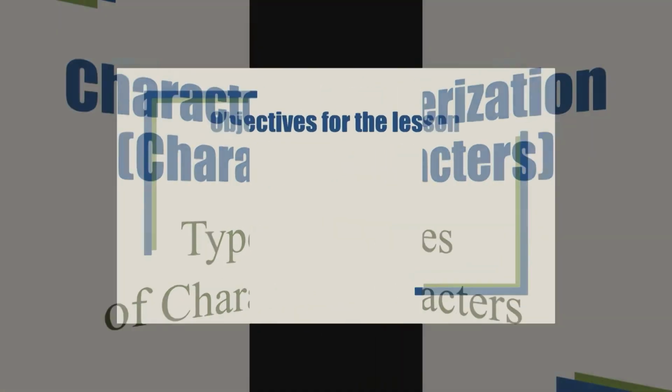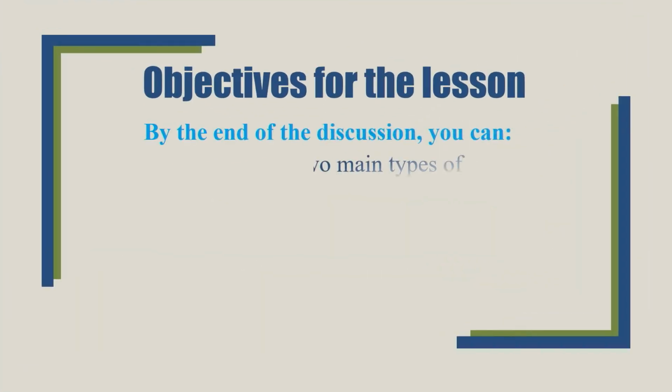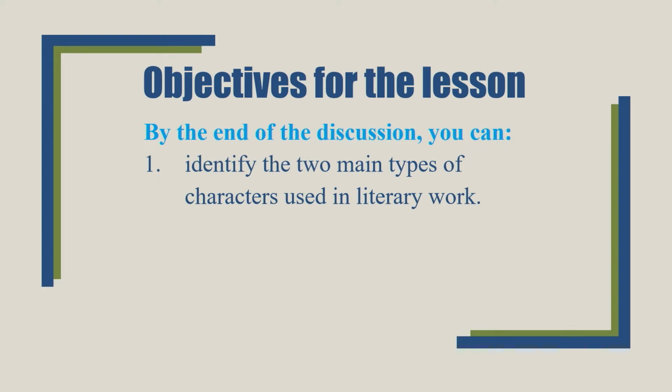Let's look at the objectives for our lesson. It is our aim that by the end of the lesson, we should be able to identify two main types of characters used in literary work. When we say literary work, we mean work of literature: drama, prose, poetry. Good, that's what we mean.